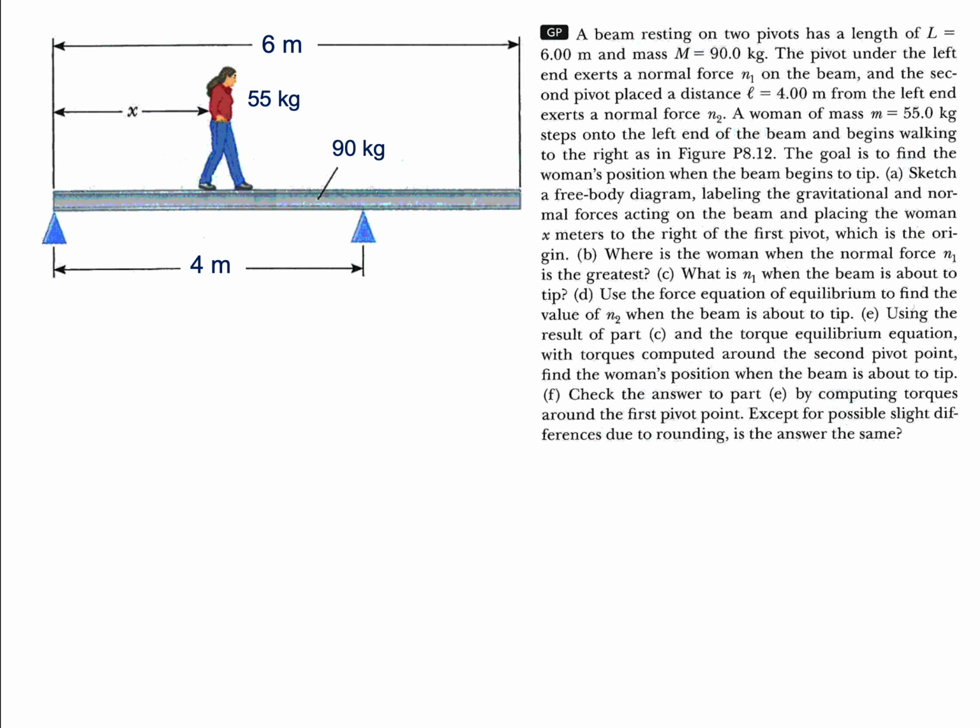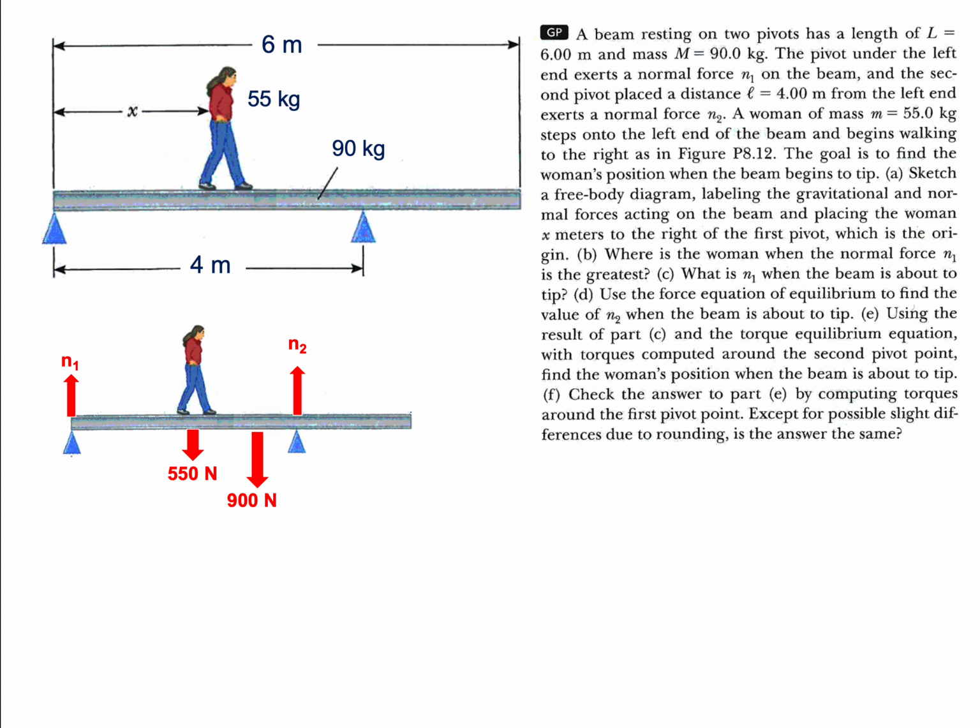A. Sketch a free body diagram labeling the gravitational and normal forces acting on the beam and placing the woman a distance of x meters to the right of the first pivot, which is at the origin. All right. So we end up with something like this. There's the force of gravity on the beam, the force of gravity on the woman, and the two normal forces. We don't know the normal forces because we don't know distance x yet.